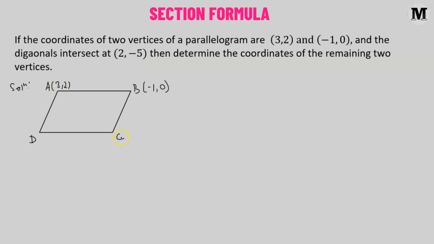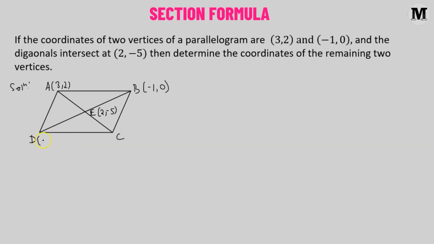So we're going to join A, C, and the vertices B and D. That's going to give us the two diagonals of the parallelogram. So here we have the diagonals AC and BD. Let's suppose that they're bisecting at the point E. Now E has the coordinates (2, -5). Our goal will be to obtain the coordinates of the remaining two vertices.